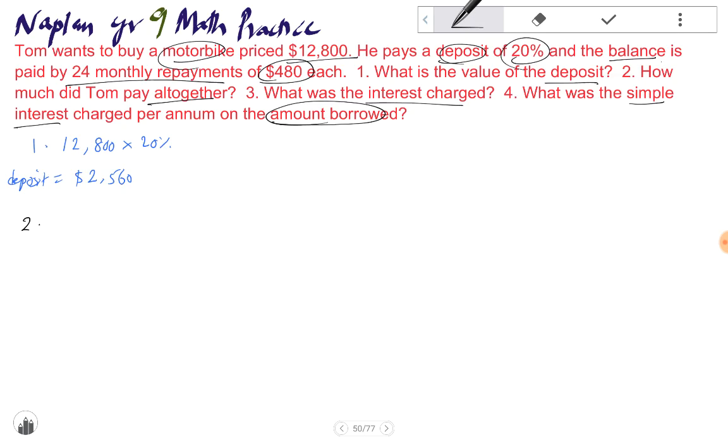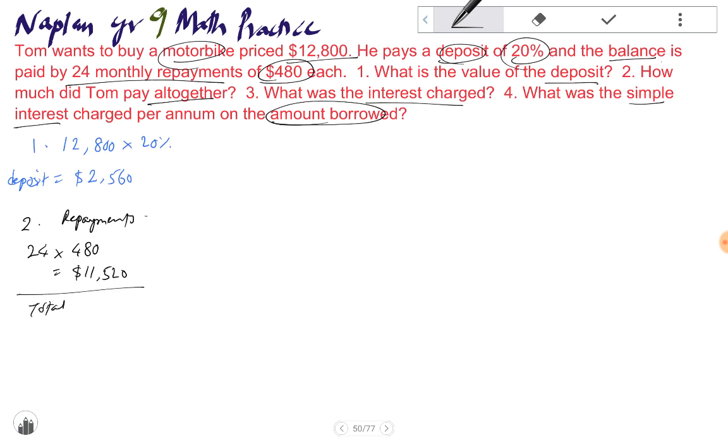Let's have a look at number two. How much did Tom pay altogether? In this case, we need to first of all find out the repayments. The repayments are split over 24 months and he's paying $480 per month. So the repayments are equal to $11,520.